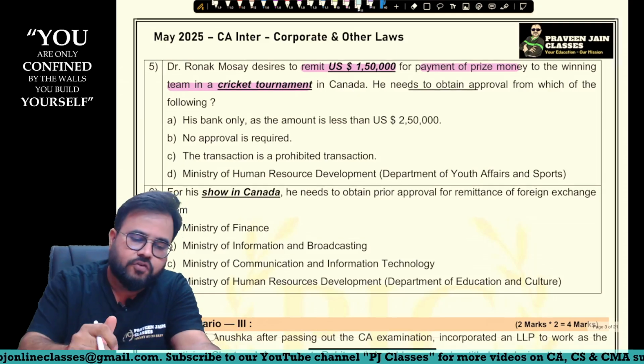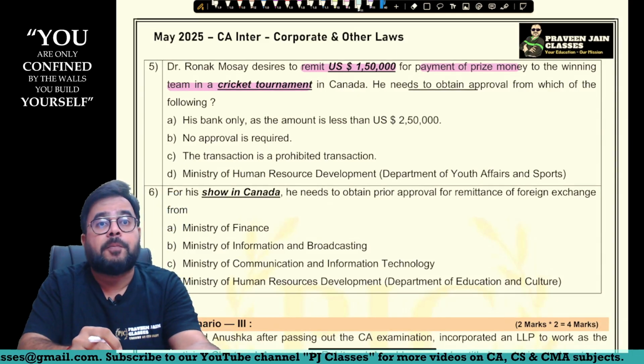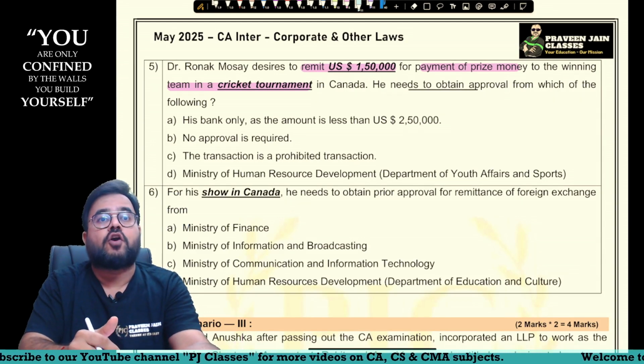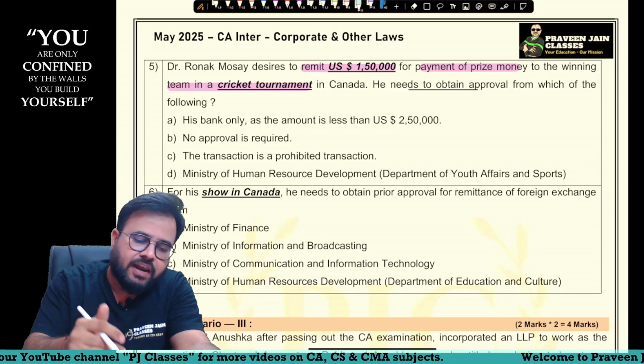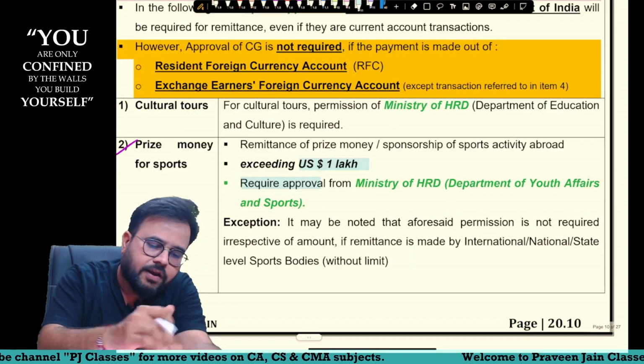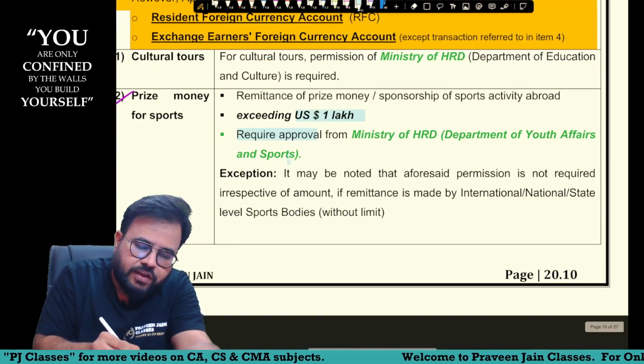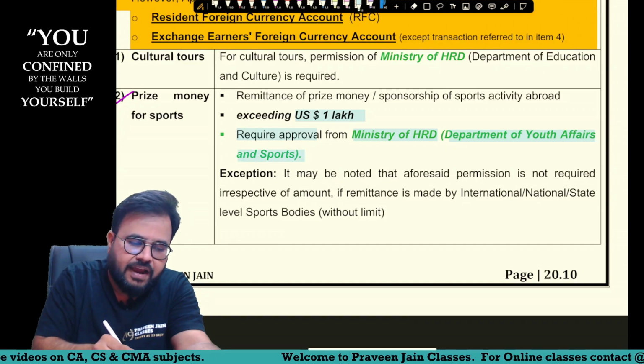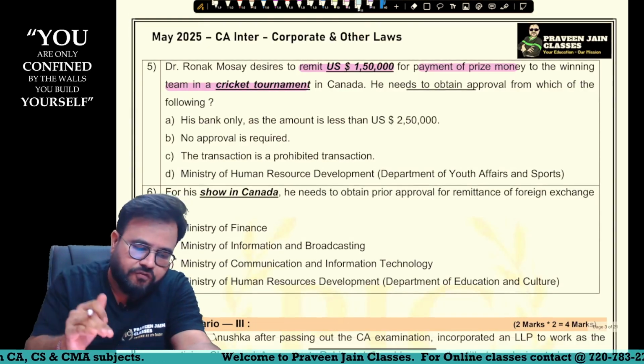In our case, you might be seeing, sir, it was $1.5 lakhs. Up to 1 lakh, approval was not required. But because they are going for $1.5 lakhs, that is more than 1 lakh, sir, obviously approval is required. Now the question is from which ministry? So here the ministry is the Ministry of HRD, Department of Youth Affairs and Sports. So we have to find out which is that, sir.